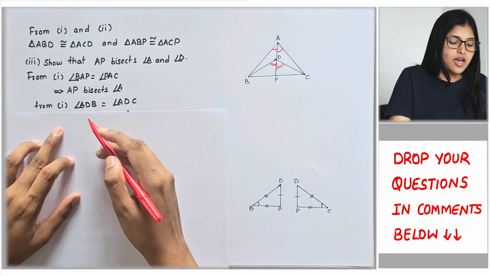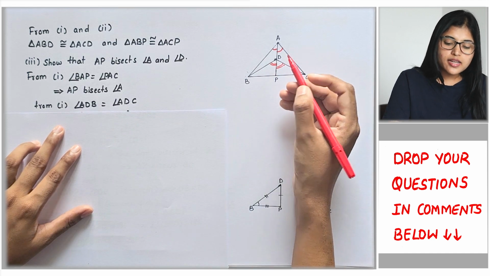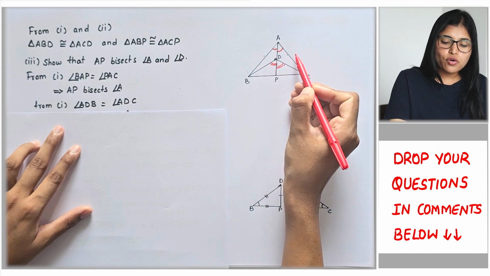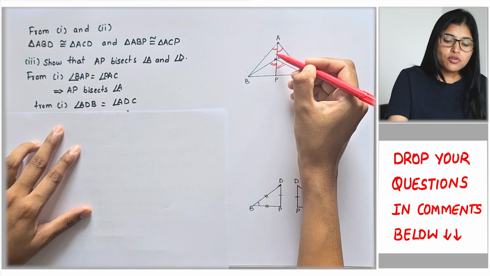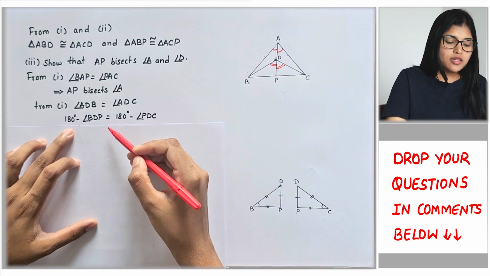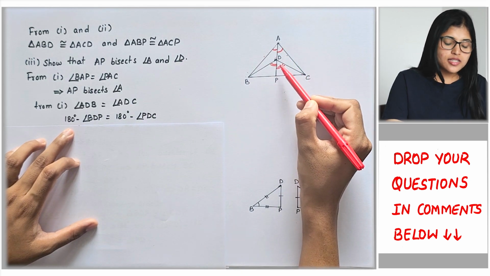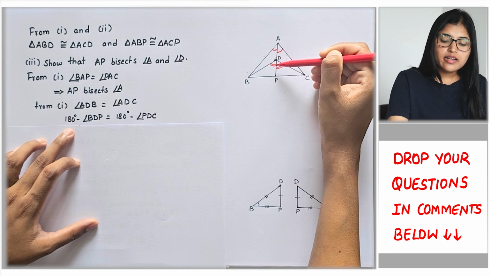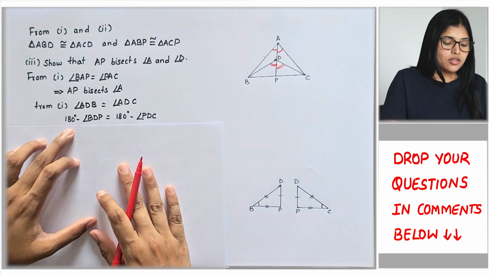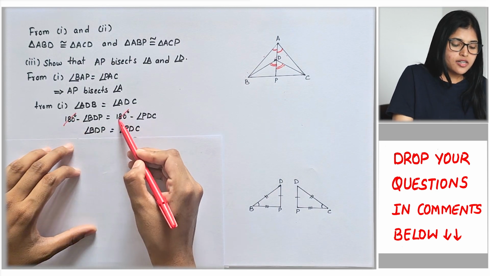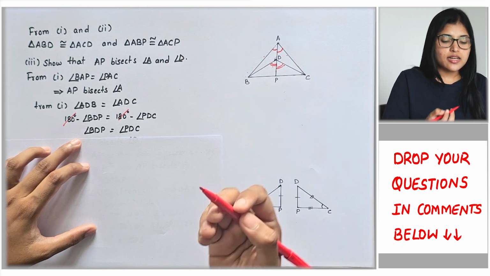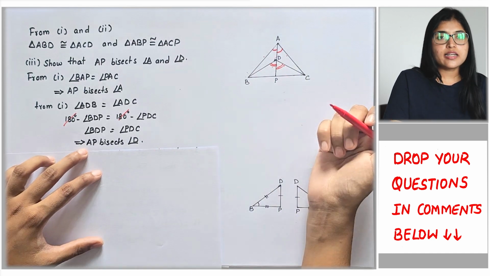Now for angle D, I know that angle ADB equals angle ADC, because this angle and this angle will be equal if these two triangles are congruent. So that's what I've written down. Now for this whole angle, I can write angle ADB as 180 minus BDP and angle ADC as 180 minus PDC, because this is a straight line and the whole angle should be 180 degrees on both sides. That's what I have written here. Now from this, I can cancel 180 and I'm left with BDP equals PDC. So this angle is equal to this angle. That means AP is also bisecting angle D.